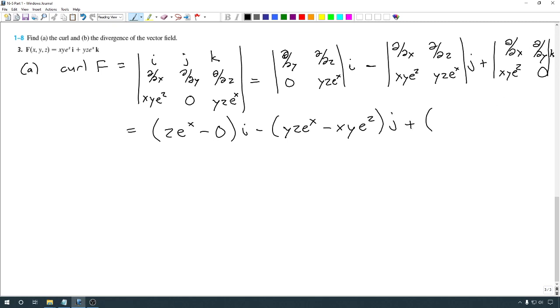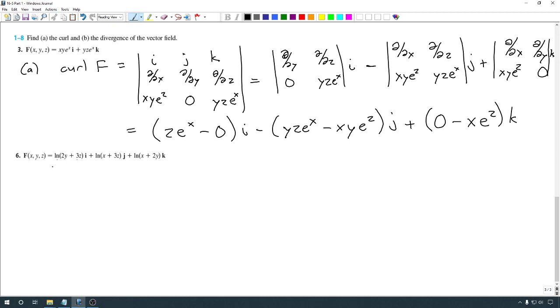And then finally, for our k component, we have the derivative with respect to x of 0, so 0, minus the derivative with respect to y of xy e to the z, which is going to be x e to the z. And if you want, we could actually go ahead and just take out the zeros. You could use the minus sign here to swap the order of these. Really, there's not too much simplification, just kind of maybe cleaning a few things up. Instead of writing that out, let's go ahead and move on to another example.